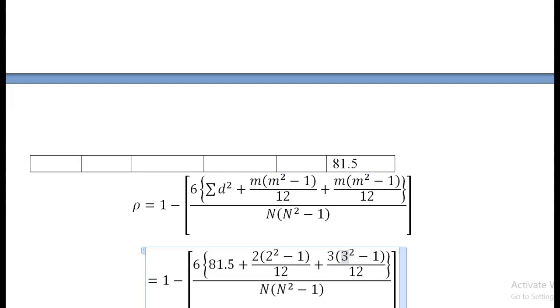Okay, because what is the value? 30 is repeated 3 times. Divided by, what about n? Here we are considering 8 students. So 8 times 8 square minus 1.